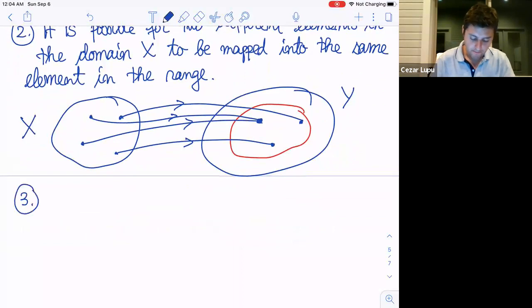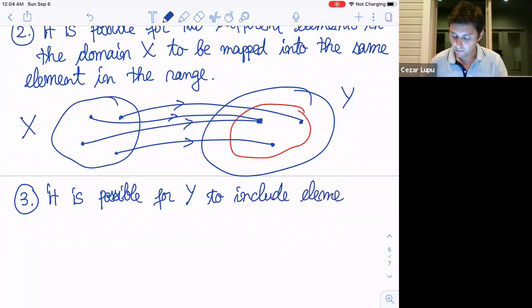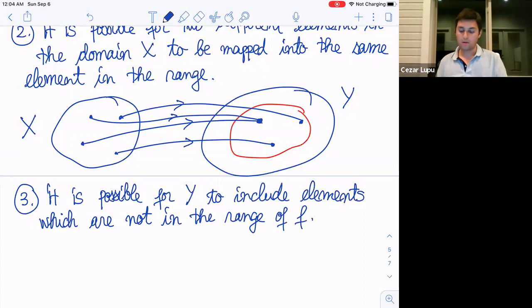Okay, the third one is that it is possible for Y, the codomain Y, to include elements which are not in the range of f. Right? We can have some elements here.